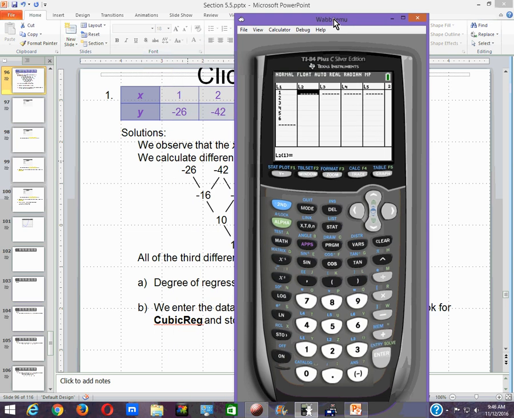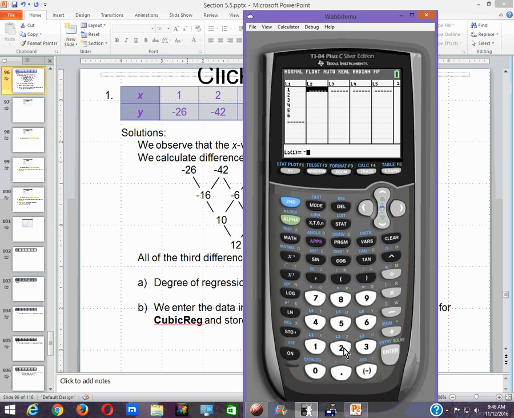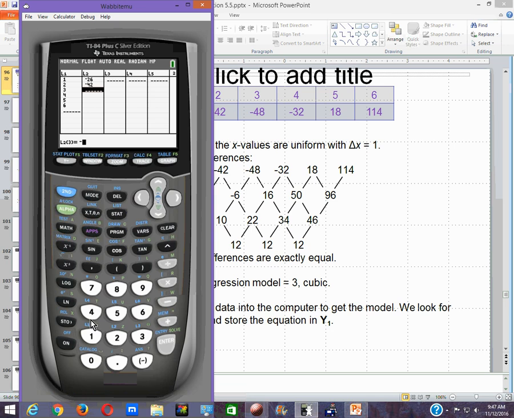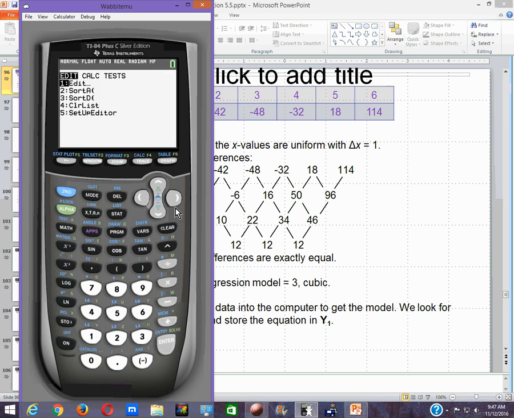I can't see my y1, it's negative 26. Then negative 42. Let me go back. Negative 48, enter. Negative 32, enter. 18, enter. 114, enter. I got them all in. So we'll quit that. We stat, scroll over to calc, and you're looking for cubic. It's choice number 6. Cubic regression.